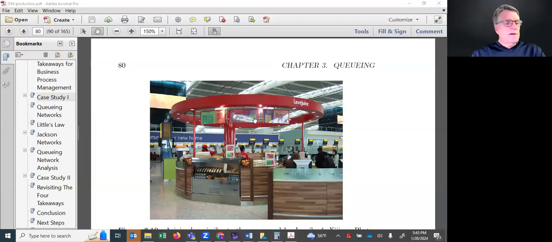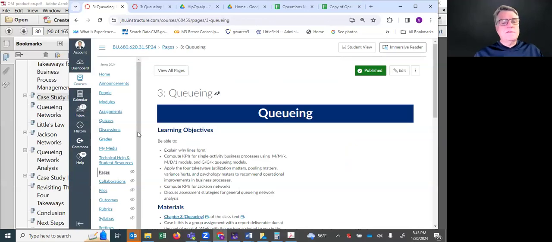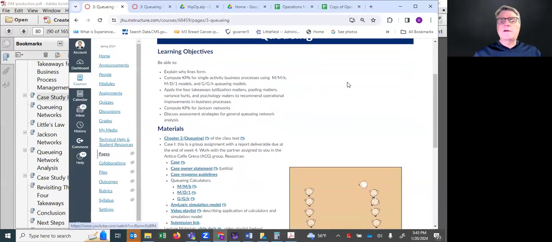So in this clip, we're going to look at the queuing models. The first order of business in most analyses of this kind would be to get the base case sized up. So I'm going to go into Canvas, and I'm going to pull up the calculator. Let's just resize this.